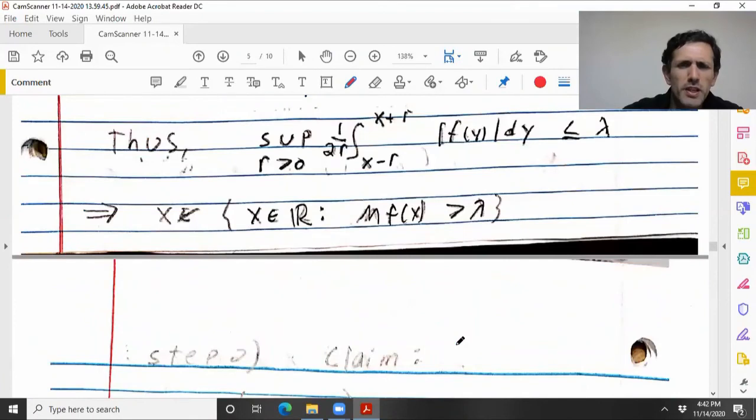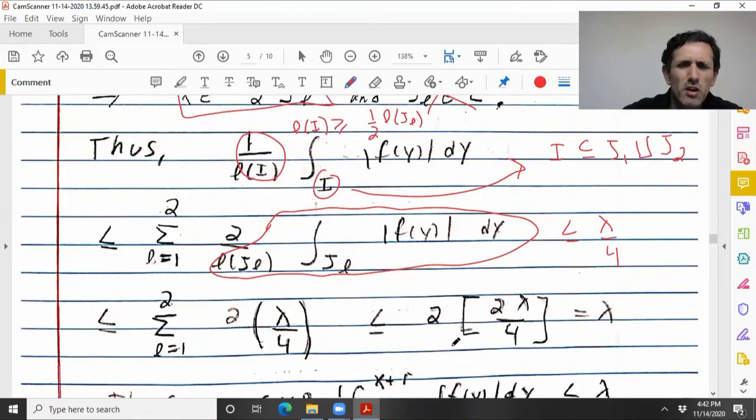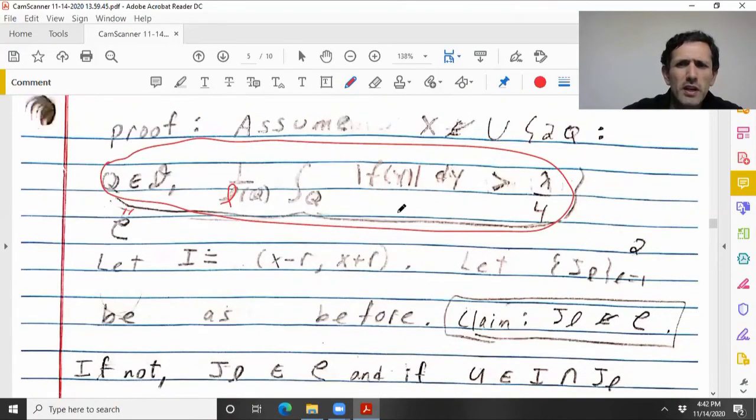Remember, script C is the collection of all these intervals. Now, you might think, well, okay, script C, these are bad intervals because F has big average on these intervals. In some sense, that's true. But in another sense, because F has large average, that means the length of these are small.